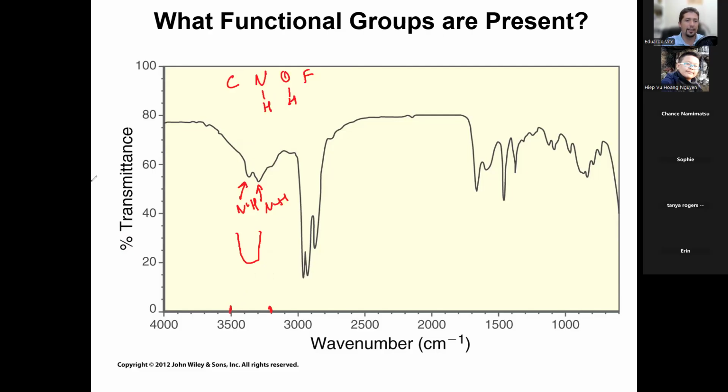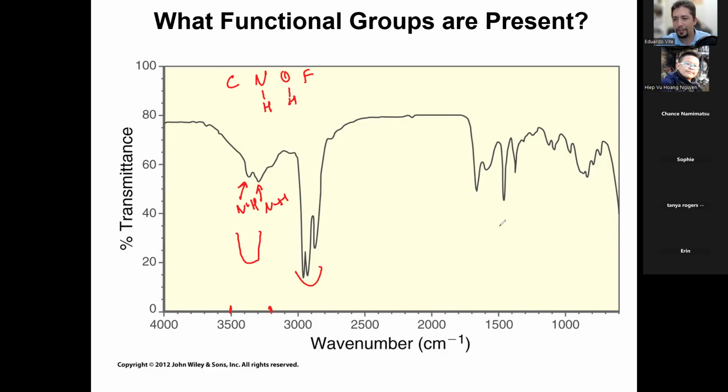And yes, he said NH2. That is right. Yes, it is an NH2 primary amine group. And what's this over here at 3000? People are in the chat. Yep, CH, exactly. Those are CHs. And again, that's really all the info we need.